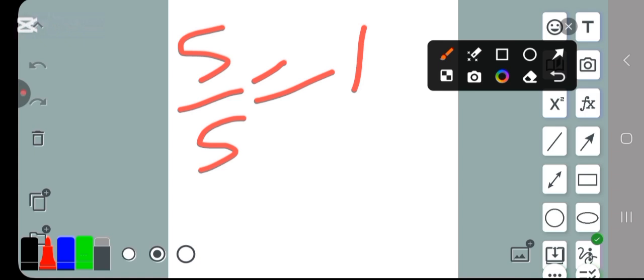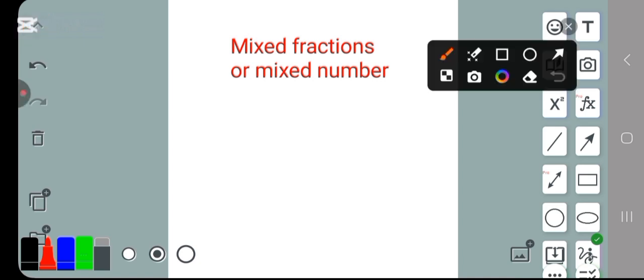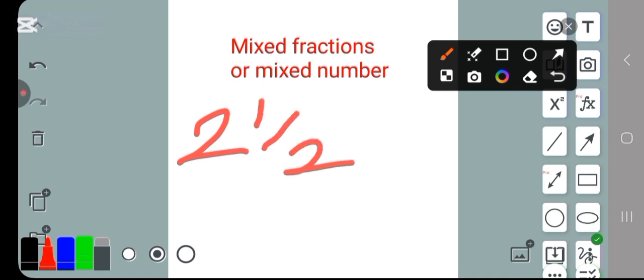Let's move on to mixed fractions or mixed numbers. What are mixed fractions or mixed numbers? Mixed fractions or mixed numbers have a whole number and a proper fraction. An example of a mixed fraction is 2 whole number 1 over 2. This is an example of a mixed fraction.